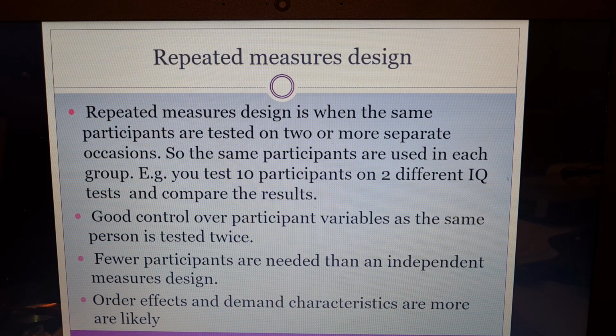However, order effects and demand characteristics are more likely with this type of design because participants are taking part twice, so they may get bored, they may get tired, they may show practice effects as well, or even guess the aim of the research. A good thing is that fewer participants are needed than an independent measures design.